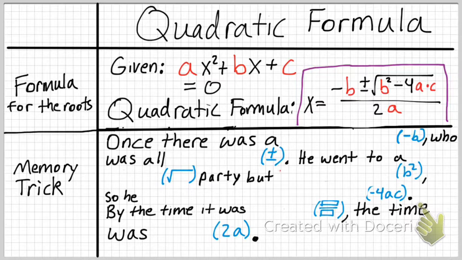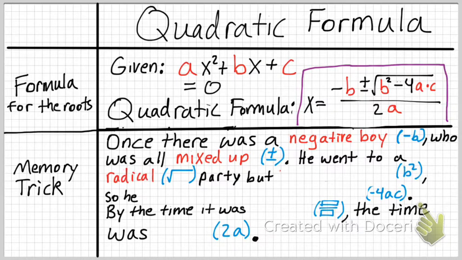For instance, we start with negative boy. That's a way to remember that the formula starts with negative b. And then we said that he was all mixed up. And that tells me that he doesn't know whether or not he's a plus or a minus. So you have negative b plus or minus. And then he goes to this radical party. So that's what tells you to write your radical symbol, or your square root symbol.